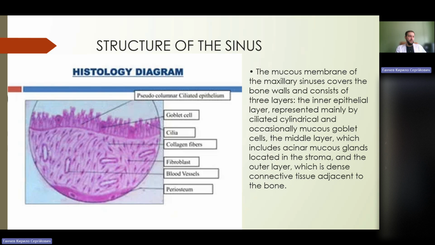So the mucous membrane of the maxillary sinuses covers the bone walls and consists of three layers. The inner epithelial layer, represented mainly by ciliated, cylindrical, and occasionally mucous goblet cells. The middle layer, which includes acinar mucous glands located in the stroma, and the outer layer, which is dense connective tissue adjacent to the bone.